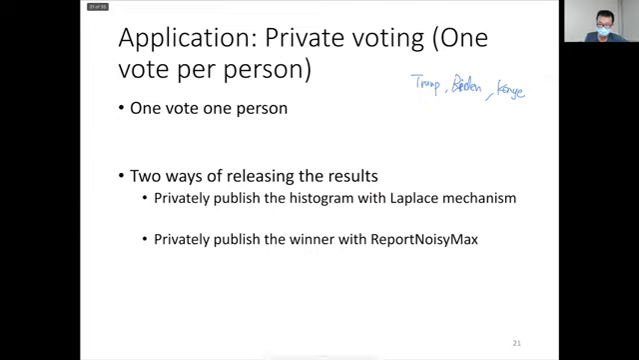The L1 sensitivity is 1 for this output that we want to release. So comparing two ways of releasing the result, we can either just publish the whole histogram with the Laplace mechanism, which gives us epsilon DP, or by simply post-processing this Laplace mechanism by taking the argmax and releasing only the argmax, that gives you the standard report noisy max. And just notice that this is a counting query, therefore it's monotonic.